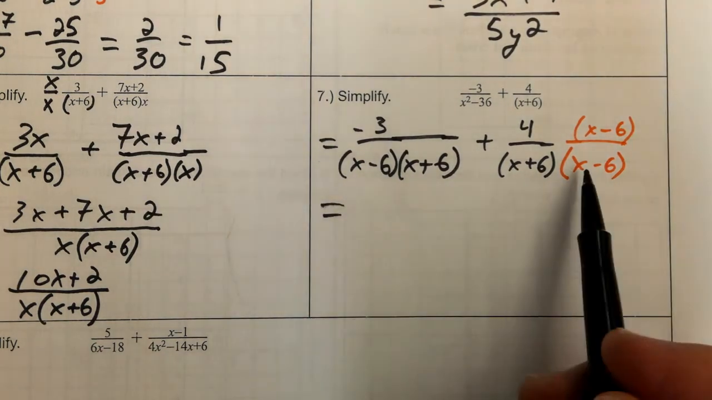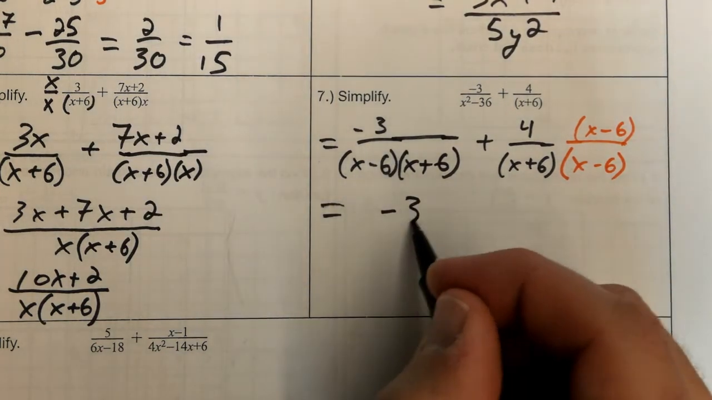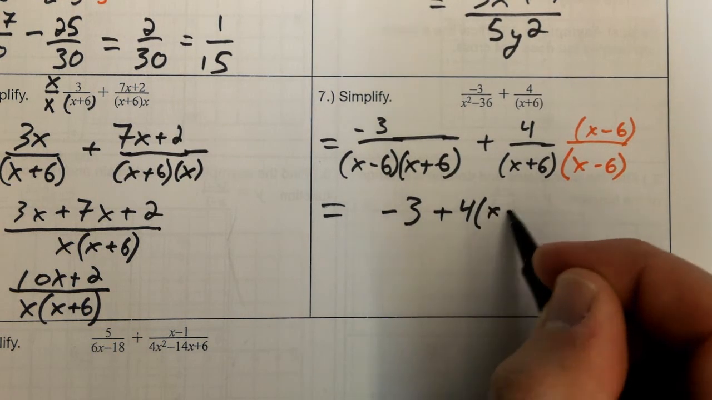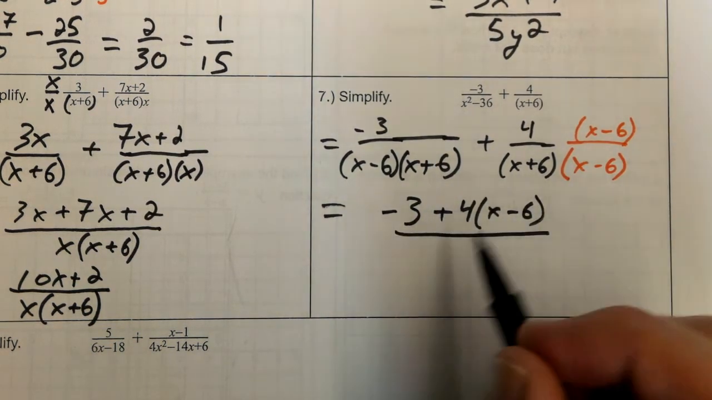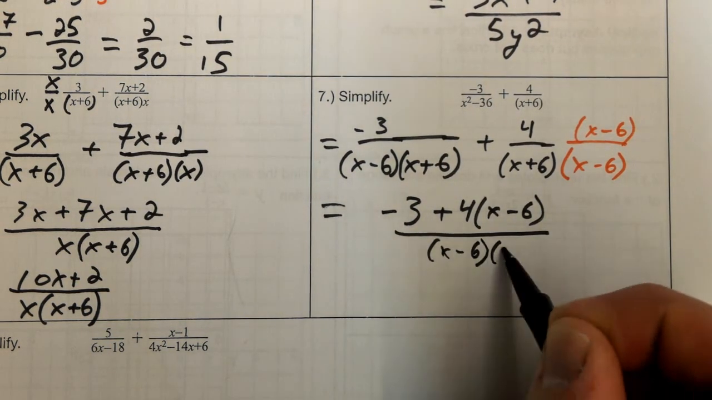Now that I have a common denominator, I can add the fractions. So I have negative 3 plus 4 times x minus 6, all divided by x minus 6, x plus 6.